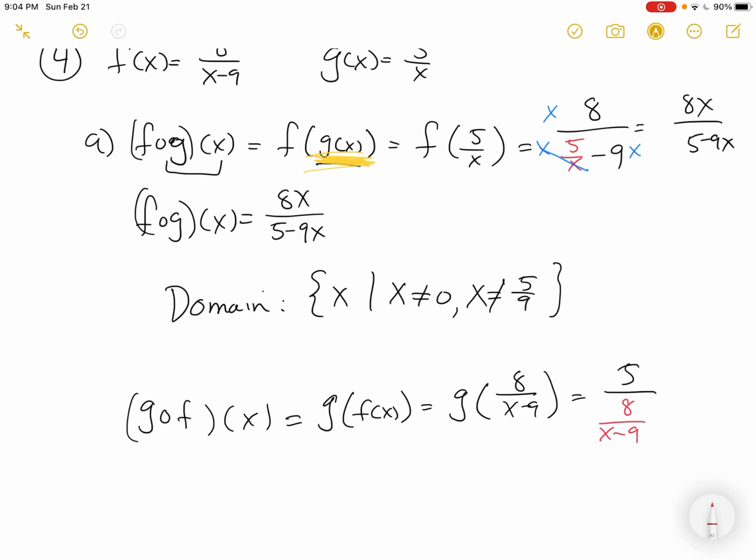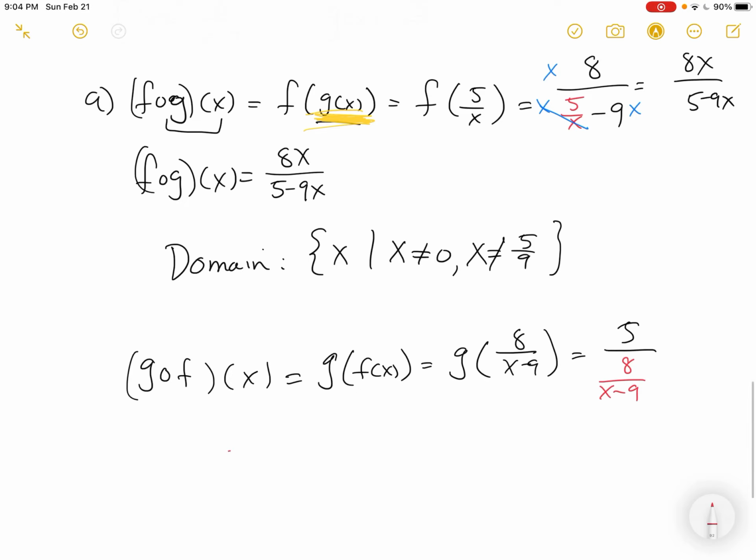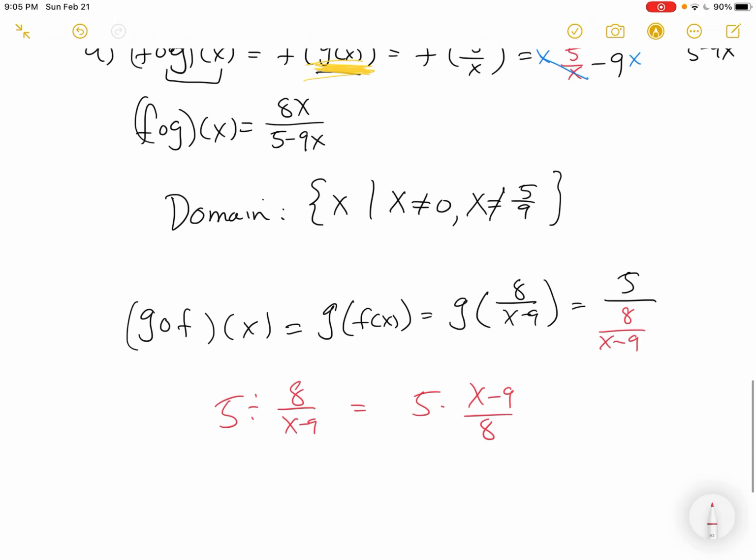Okay, what we have here is an easily simplified complex fraction. We have 5 over 8 over x minus 9. We know how to handle that. This is the same as 5 divided by 8 over x minus 9, or 5 times x minus 9 over 8, or 5 times x minus 9 all over 8. You can distribute that 5, but that's what g of f of x is.